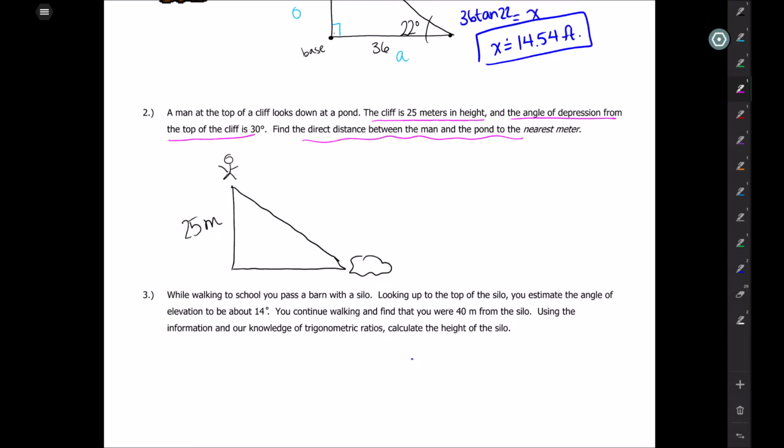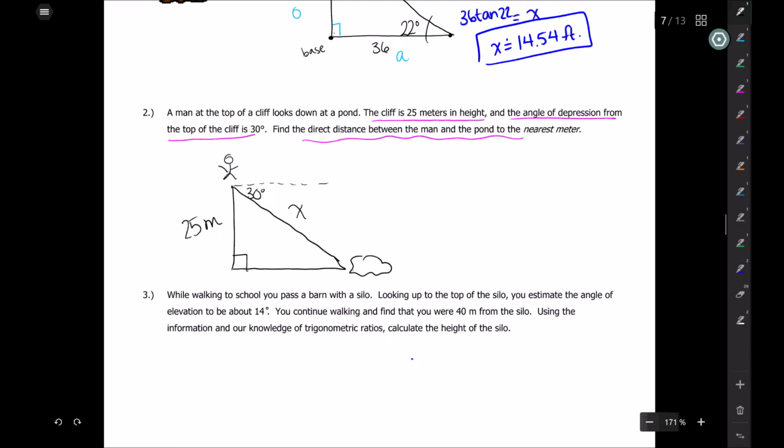So right here, I'm going to put a right angle. We want to find the direct distance between the man and the pond. So this is what I'm trying to figure out. And it tells us that the angle of depression is 30. So when I draw in right here that this is 30 degrees, it should be good to go.